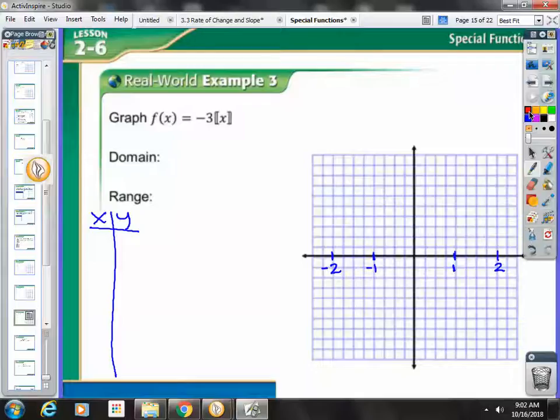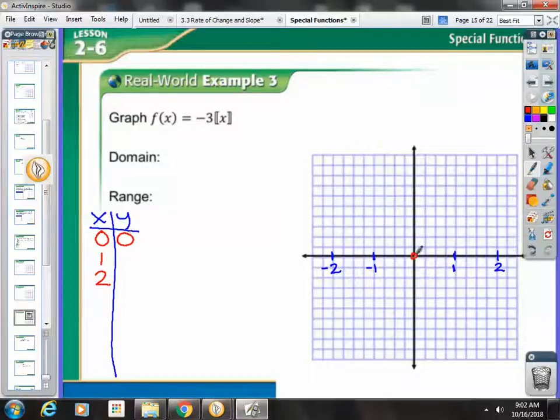Now, when we're picking values for x, can we pick anything, or are we restricted on the numbers we can put in? We can pick anything. I'm going to start off with some easy numbers. 0, 1, 2. 0, 1, -1. Just pick 3 integers to get you started so you have at least a starting point to go off of. So if I put 0 in for x, the greatest integer of 0 is 0. And 0 times -3 is 0.